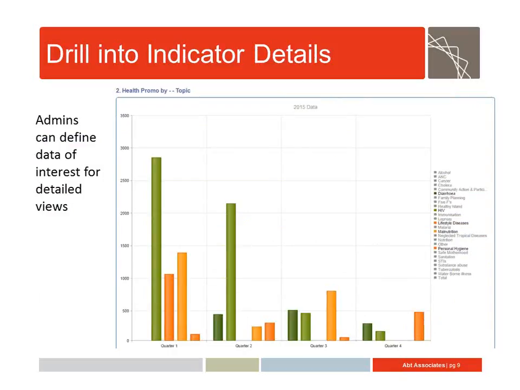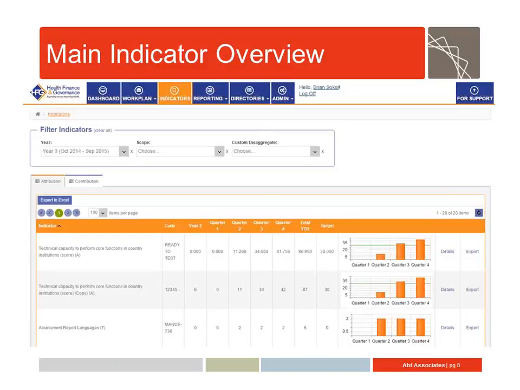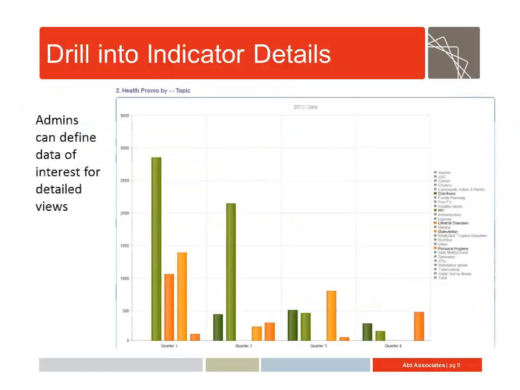So this is how disaggregation works when you drill down into the details. You can define the data of interest for detailed views. Here they also wanted it disaggregated by health topic in this case. And then you can see various topics in various colors by quarter. All you have to do, when we get to the indicators I'll show you, is just say count the number of health promotions, and then disaggregate by, and you pick another column or field, and it will come up.